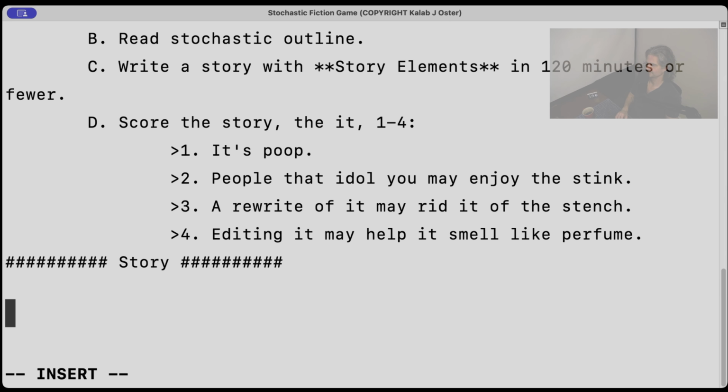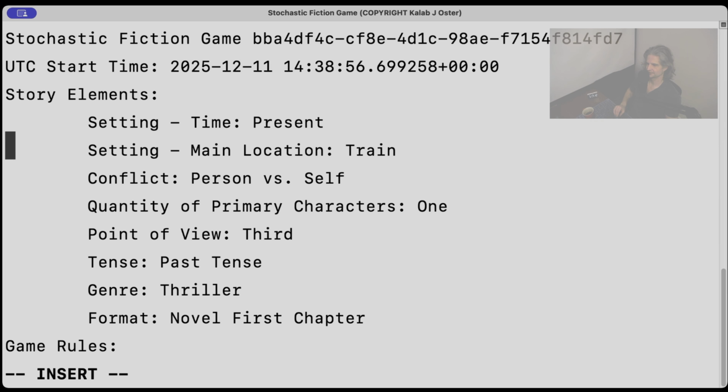How am I going to do that? There we go, I got it. It'll make it at least trigger, it's present. So setting, time: present. If there's a past or a future, this would be a little bit different. Train. It'll be a metro train in DC. It'll have to be in DC. It'd be easier. Person versus self. Yeah, there we go. This person's an ICE agent.